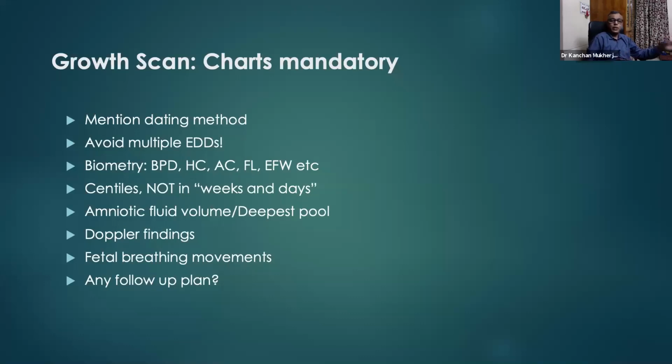Well, you have to take your BPD, HC, AC, FL, all biometry. But if you keep on giving different gestations for each biometric parameter, then it does not help. Instead, you should use centiles, and these centiles are available on the machine. So forget about using weeks and days. Instead, you should use centile figures. Similarly, with amniotic fluid volume, if you can give a chart, it helps. Doppler findings, again, should be plotted on the chart.